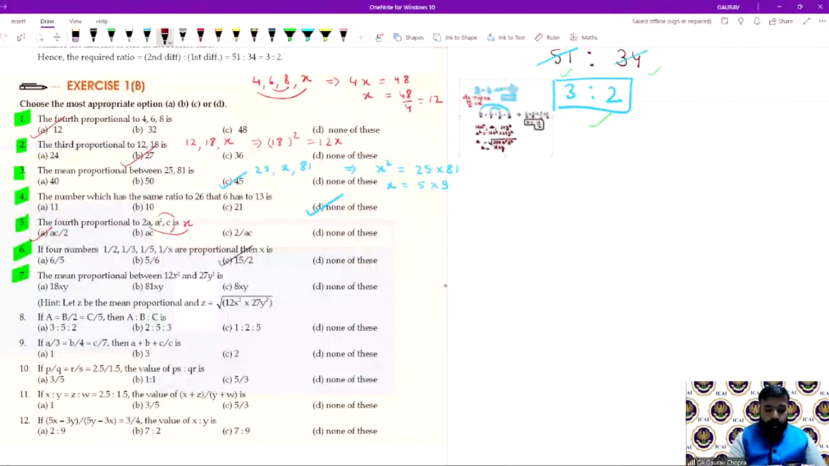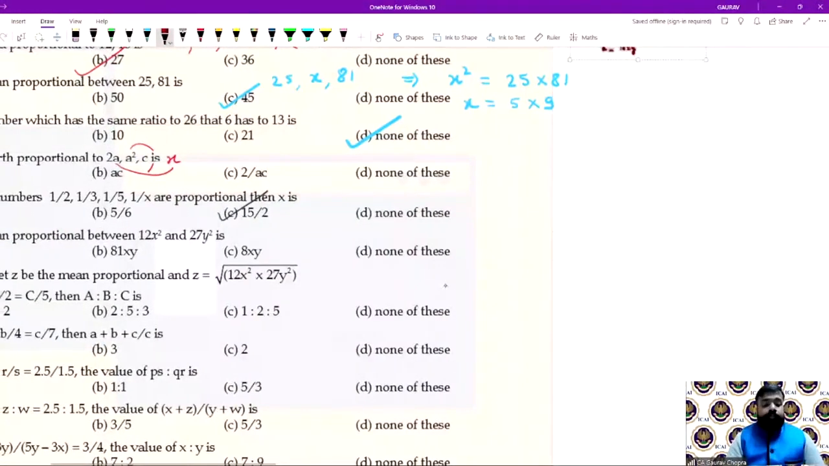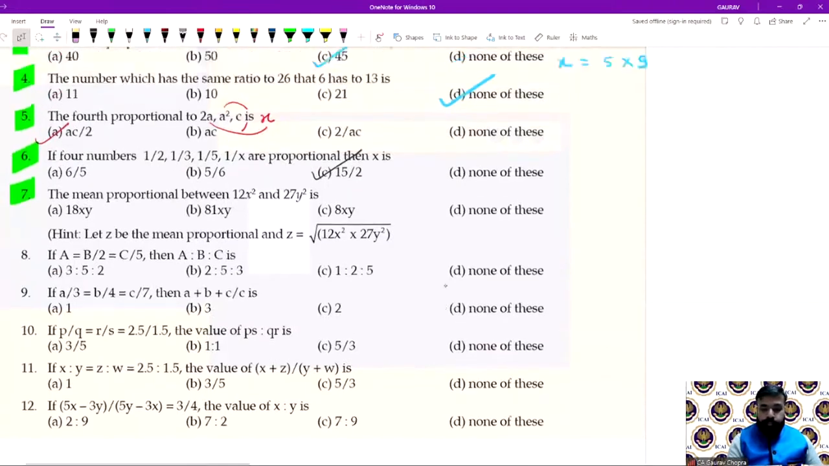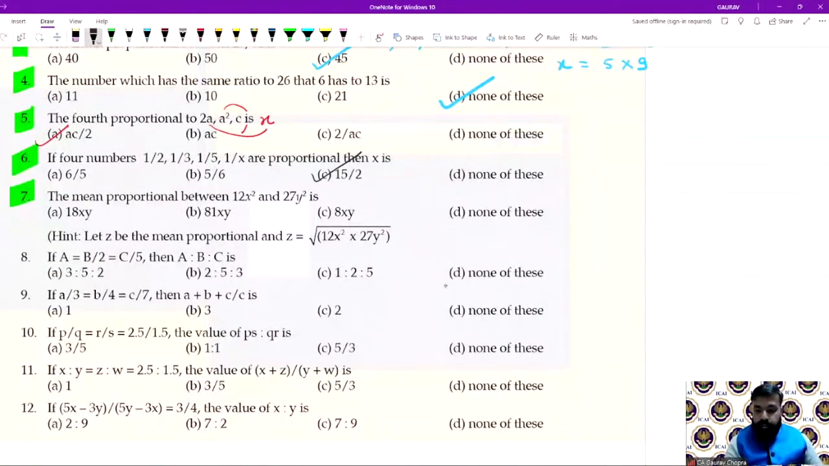Now, the 8th one. A is equal to B by 2 and it is equal to C by 5. Then find out the ratio between A, B and C. So now this time we have to find a ratio between A, B and C. So how can it be done? So we can write here A is equal to B by 2 and is equal to C by 5. Then we can easily solve and get the ratio.